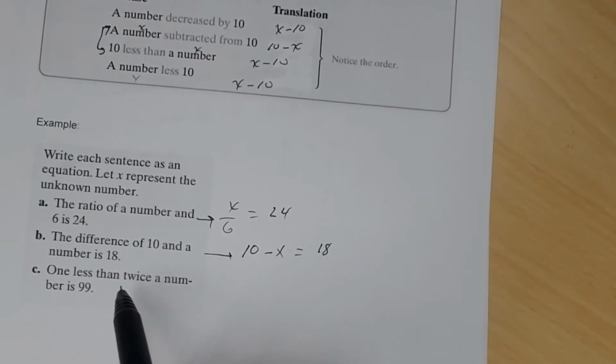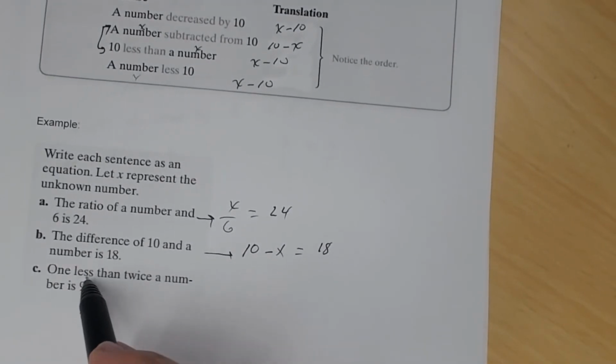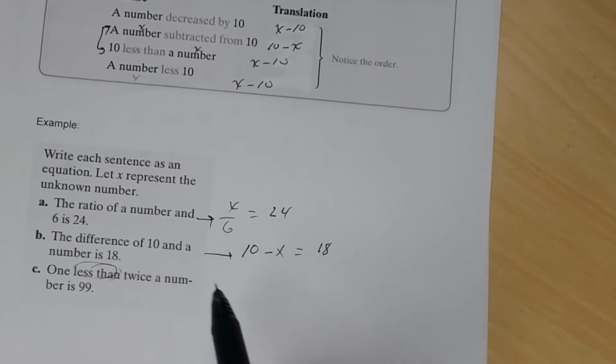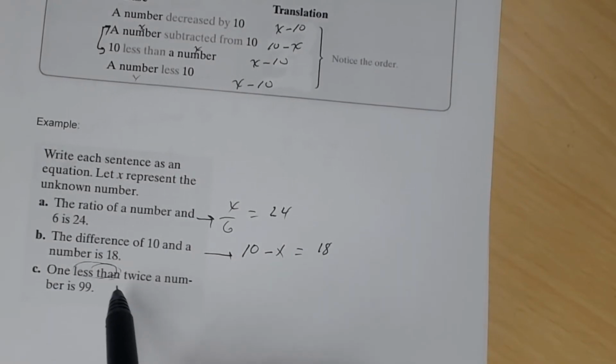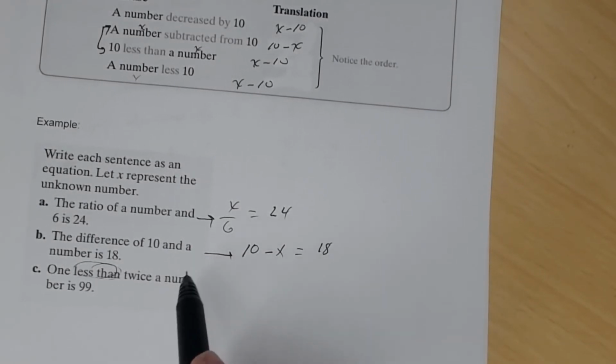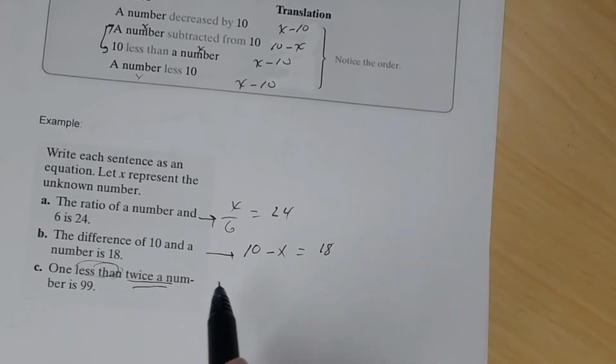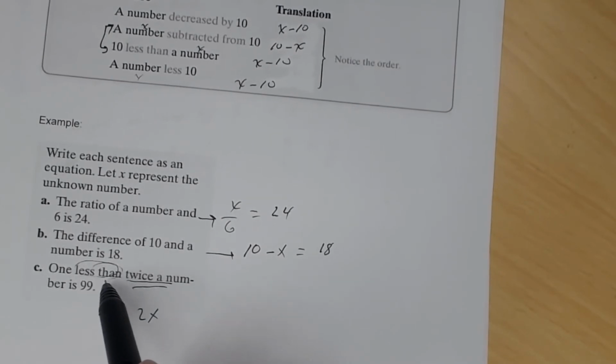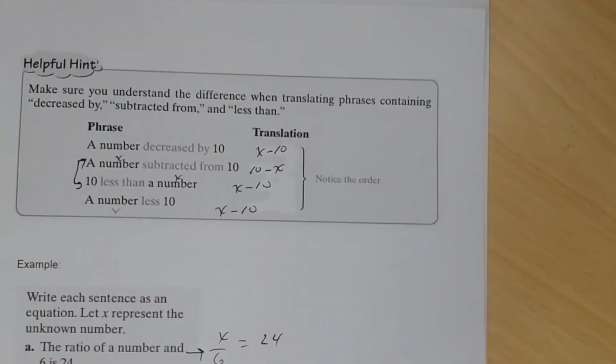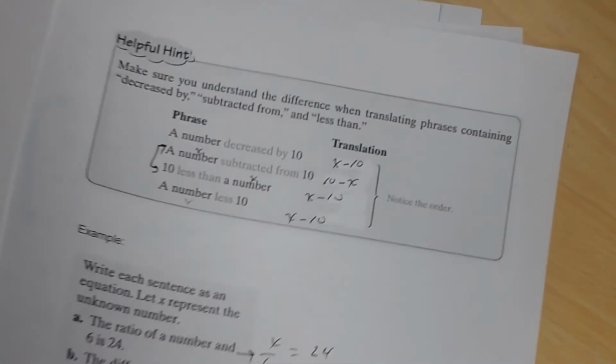Okay, the next one, 1 less than. Now, remember the word less than. So less than, you go backwards. Remember that. So 1's going to come after. So 1 less than twice a number. So let's think about what twice a number means. So twice means 2 times. So that twice a number means 2x. Okay, but we have the word less than. So that means that 2x has to be listed first.